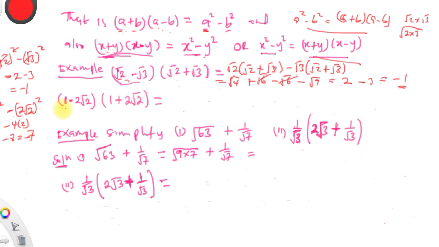So let us expand. This 1 will go and multiply the whole thing. So the answer is given by 1 into bracket, 1 is multiplied by 1 plus 2 root 2. And then minus 2 root 2 will go and multiply, guys.